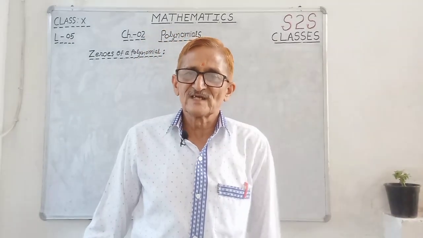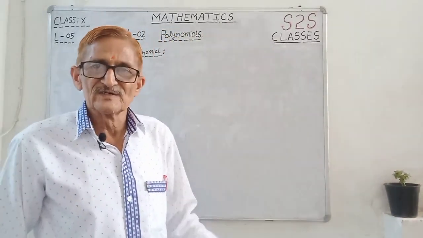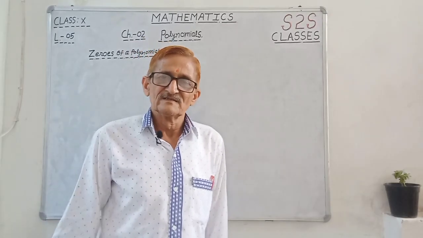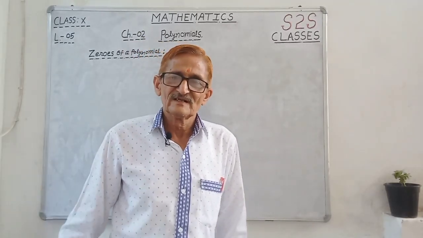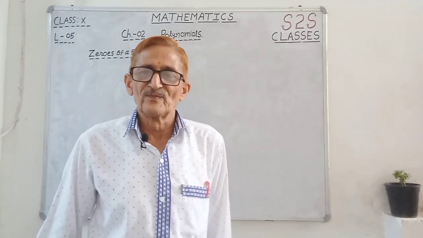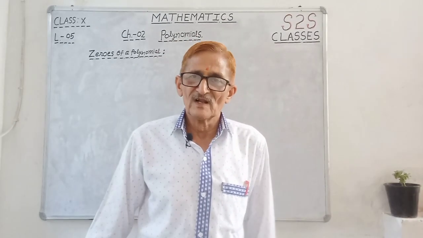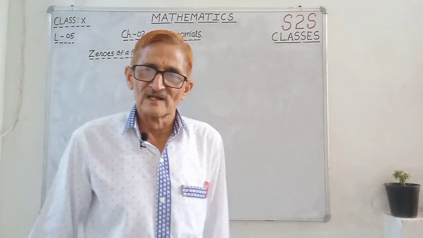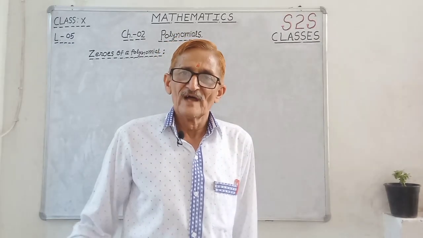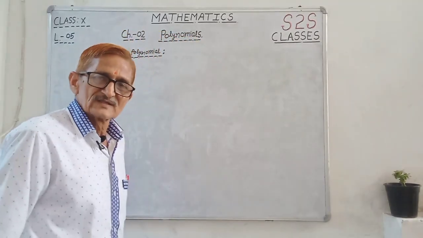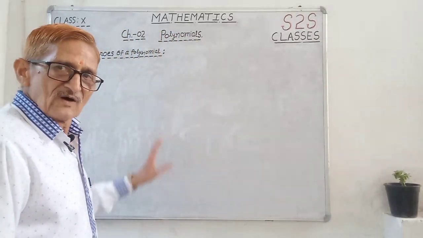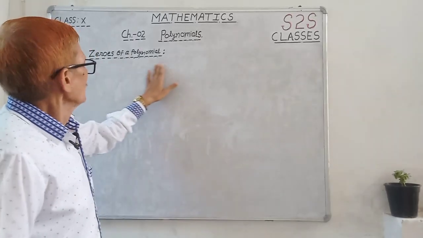In the 4th lecture, in the last video in 10th class, we discussed the types of polynomials, the definition of polynomials, and examples of every type of polynomial. Okay, now we are going to go forward and discuss zeros of a polynomial.